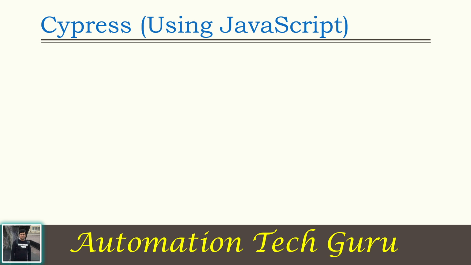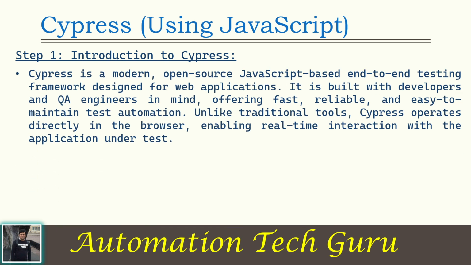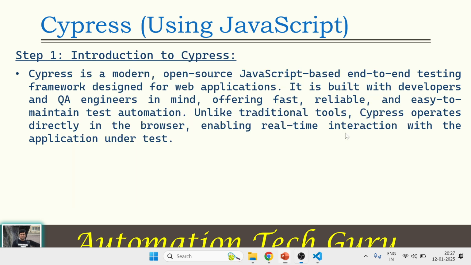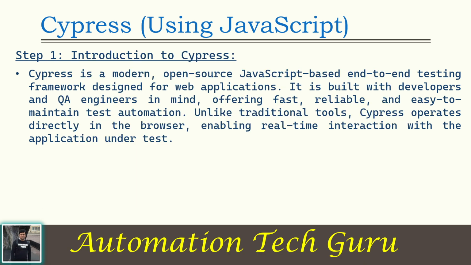Now Cypress. Cypress is also an automation tool. So what is Cypress, or an introduction? Cypress is a modern and open source JavaScript-based end-to-end testing framework designed for web applications. It is built with developers and QA engineers in mind, offering fast, reliable, and easy-to-maintain test automation. Unlike traditional tools, Cypress operates directly in the browser, enabling real-time interaction with the application under test.